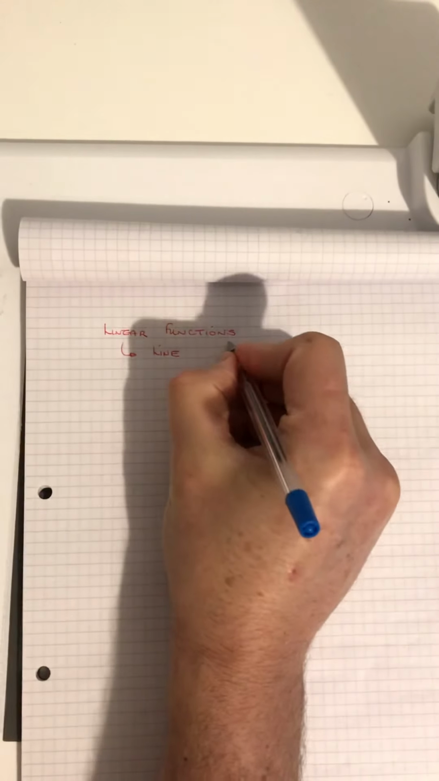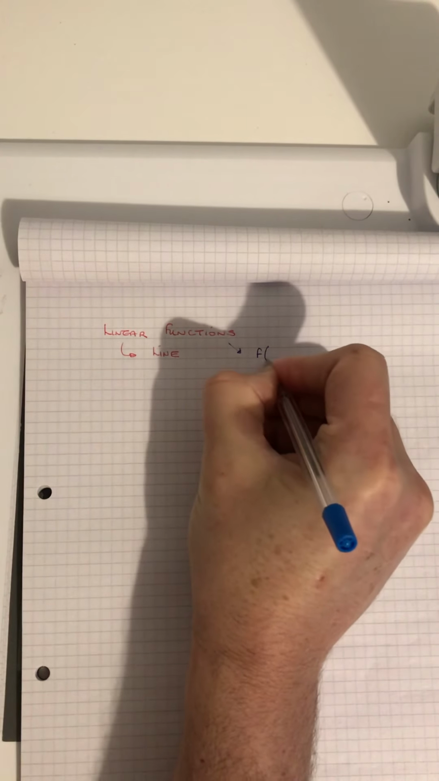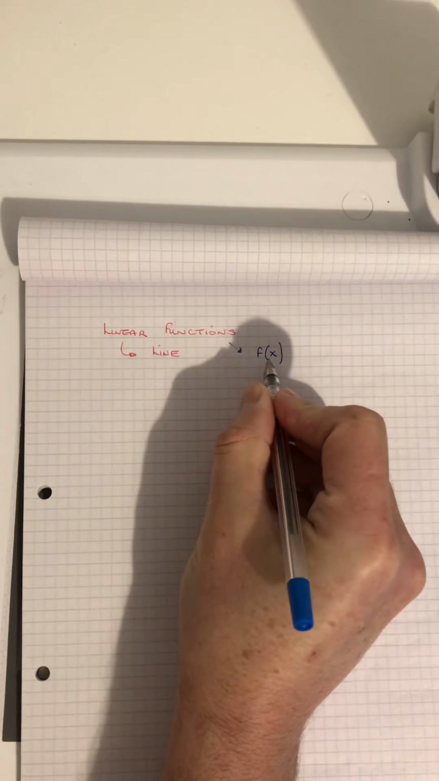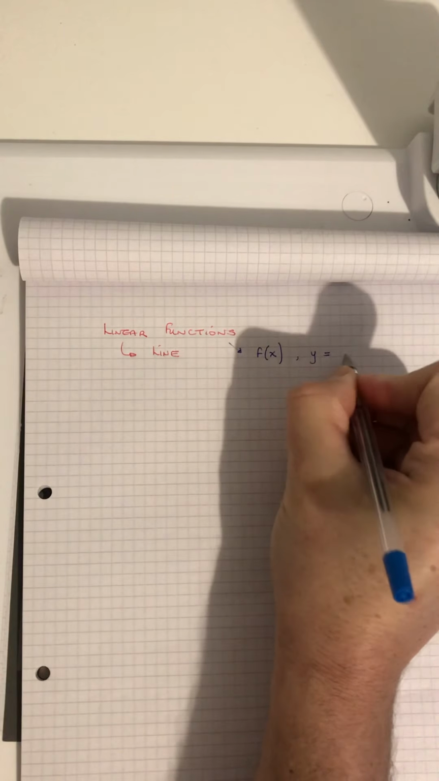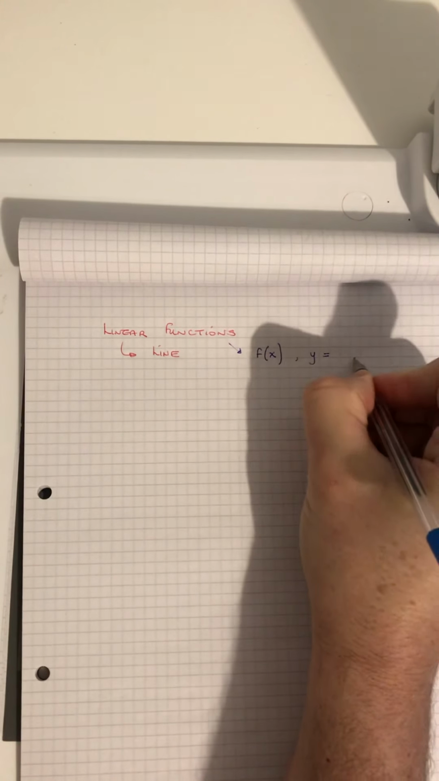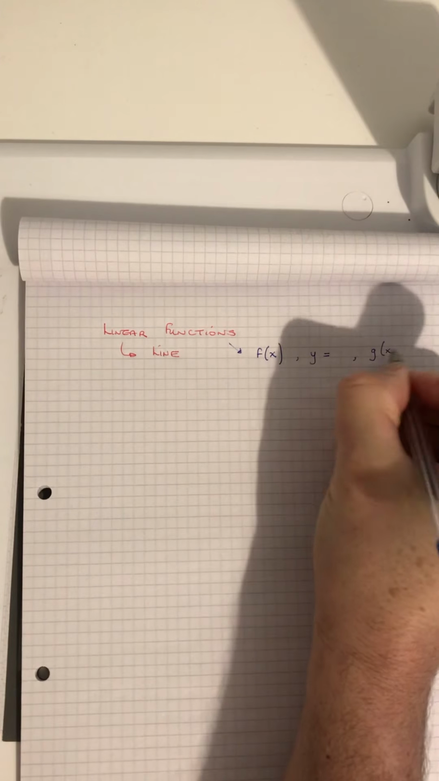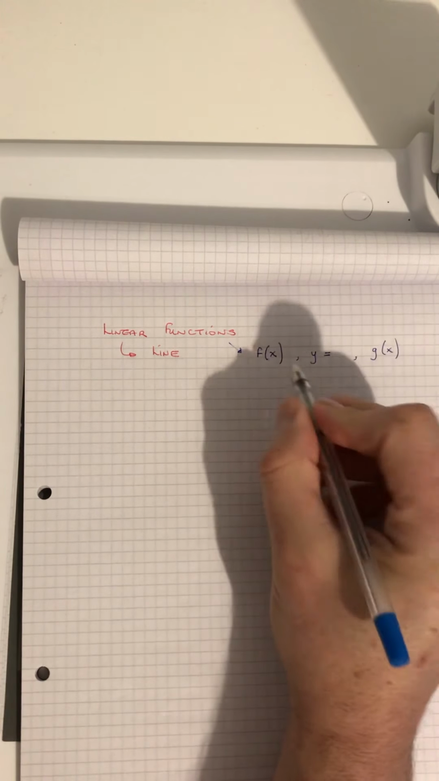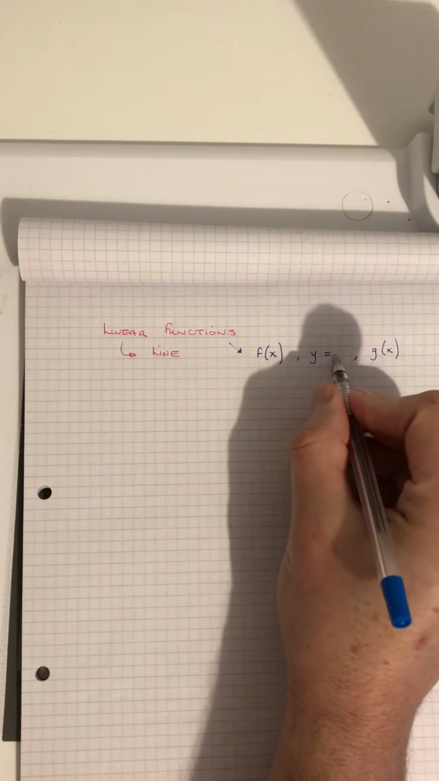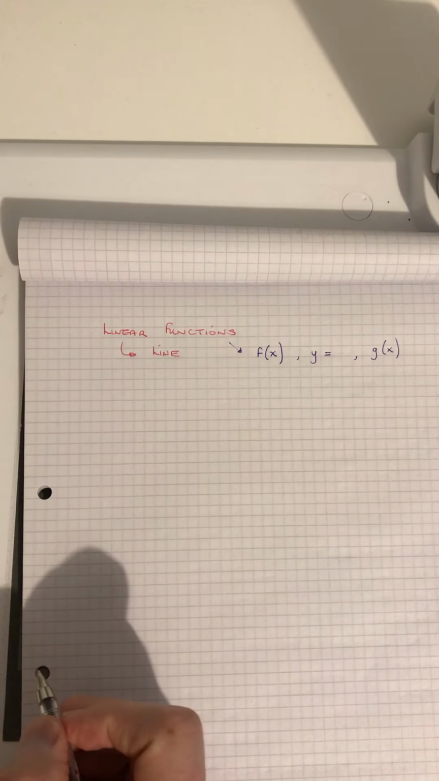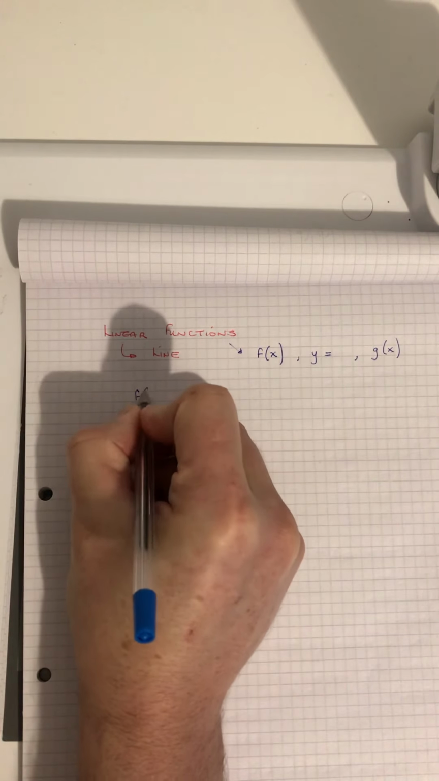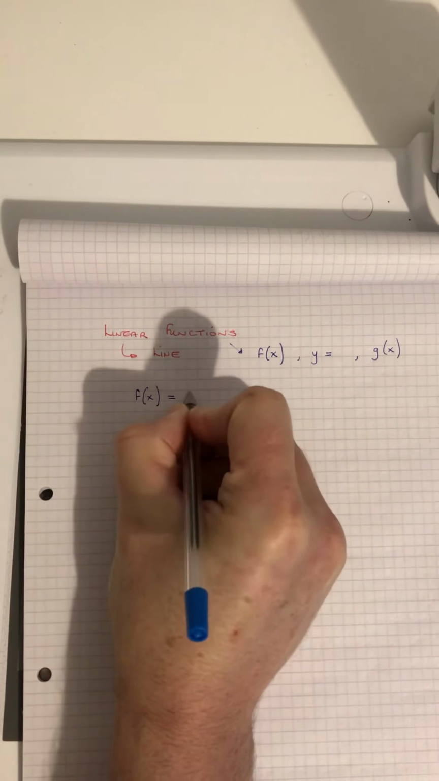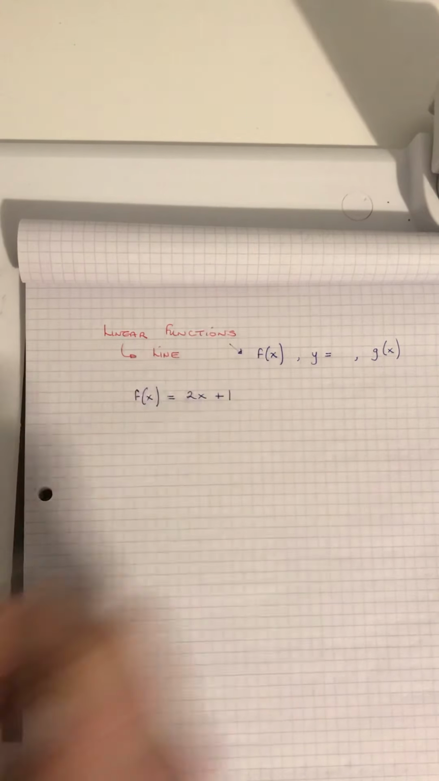So a function looks like something like f of x. So a function in terms of x, or it could be y equals something, or you might say g of x. So they're all graph of x, function of x, or finding our y values. So different types of functions that you would have seen in your junior cert. So an example would be like f of x equal to 2x plus 1.